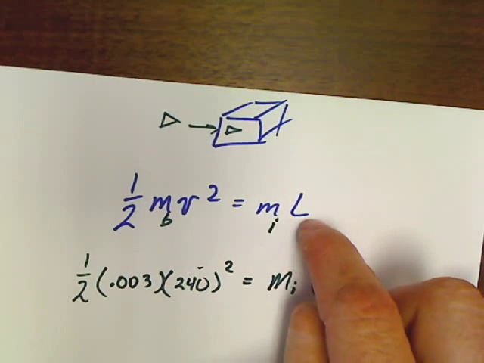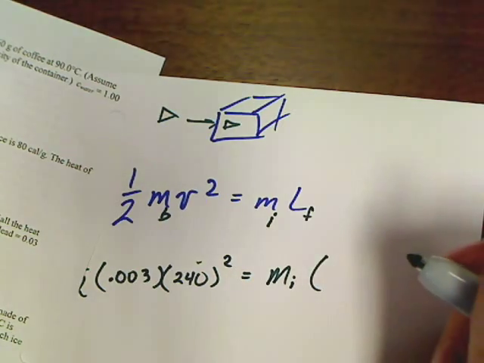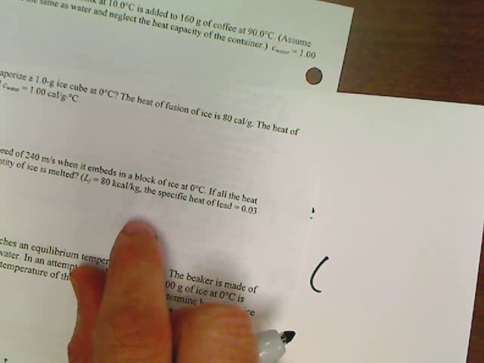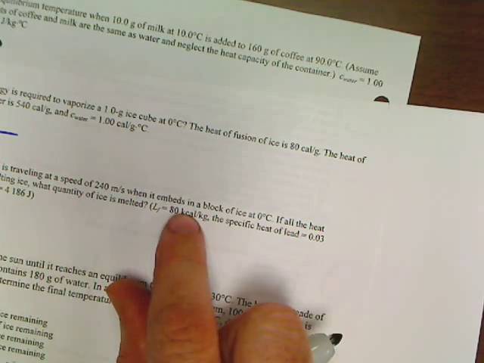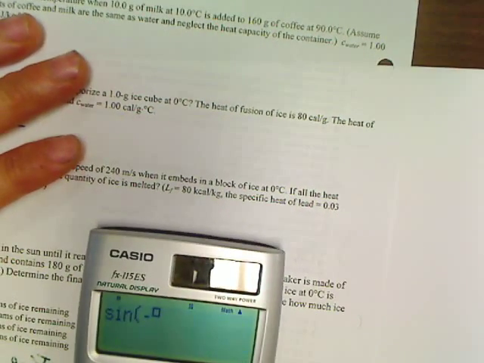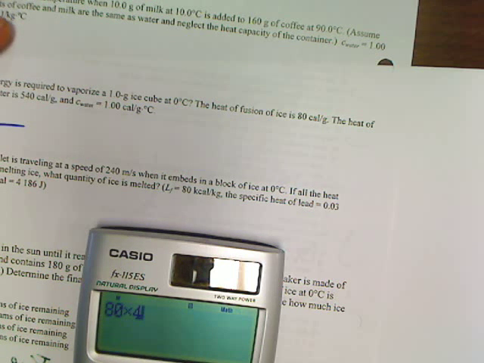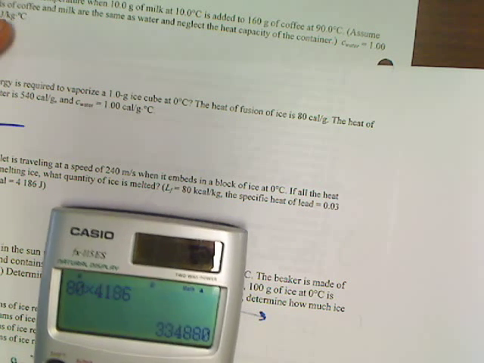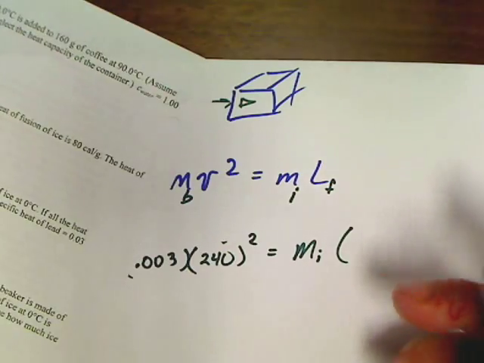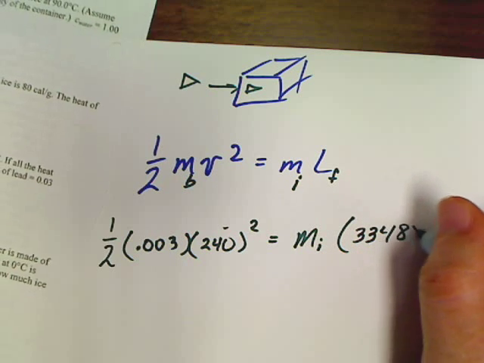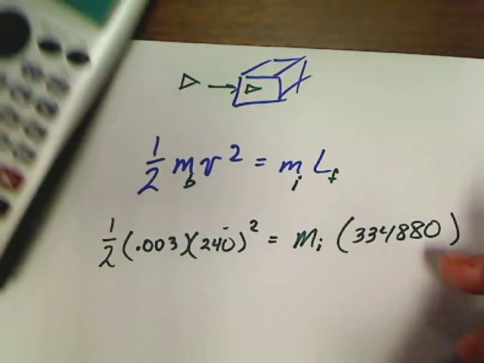Now here's the thing, that ice I'm melting, so that's an LF, so I've got to have LF in terms of, oh my goodness, it's 80 calories per kilogram. Well, all I got to do to get it in joules is go 80 times 4.186. Holy cow, 334,880. My goodness. So LF, this is why I don't have it memorized. LF for ice is 334,880. Good night, that's a healthy number.